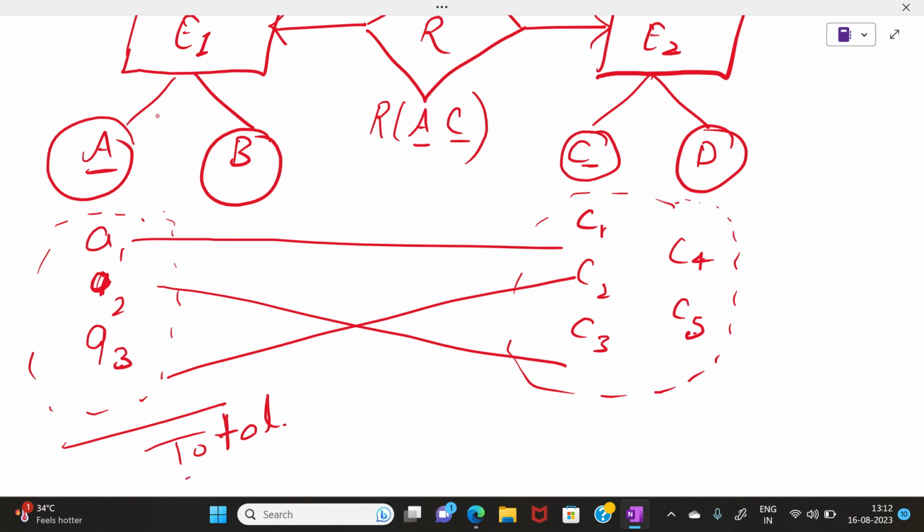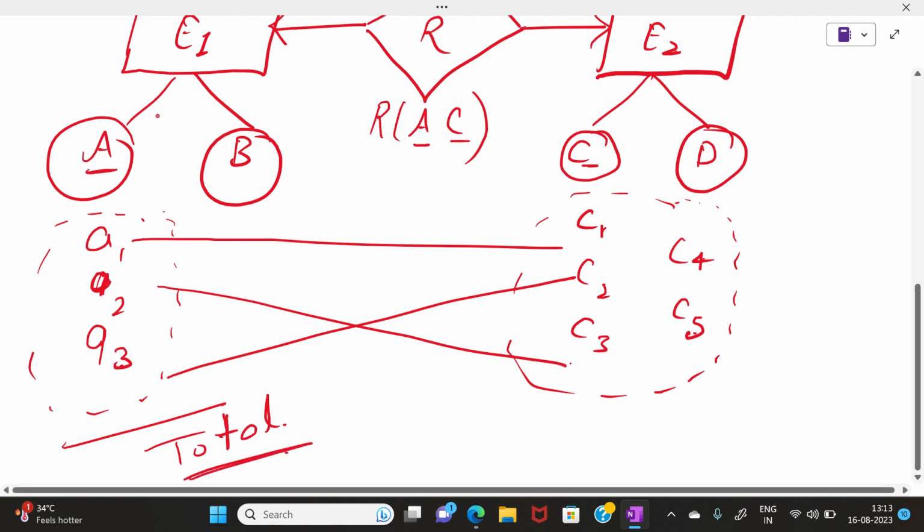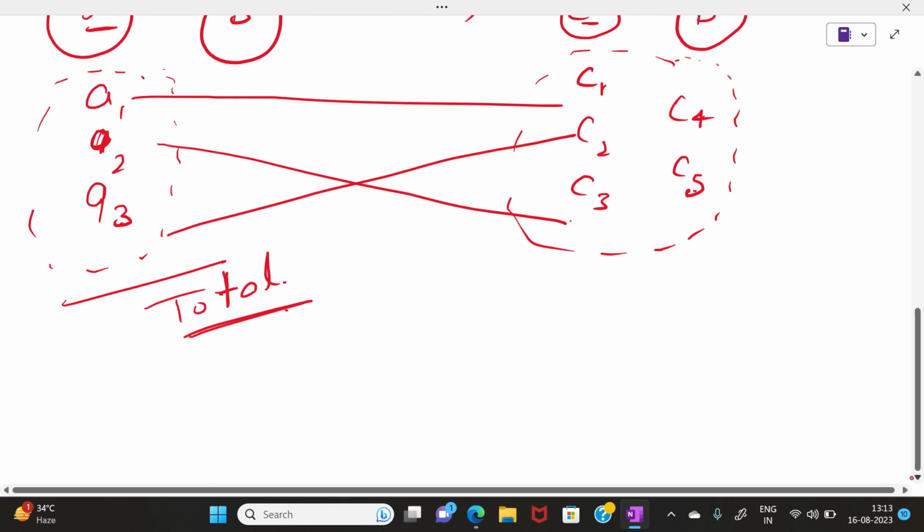It is not necessary that we have the total participation at both the ends. So let's say we have this total participation at the E1 side. We don't have the total participation at the E2 side. It will be partial only. Why? Because C4 and C5 are not involved in this relationship. So this is total participation at the one end.